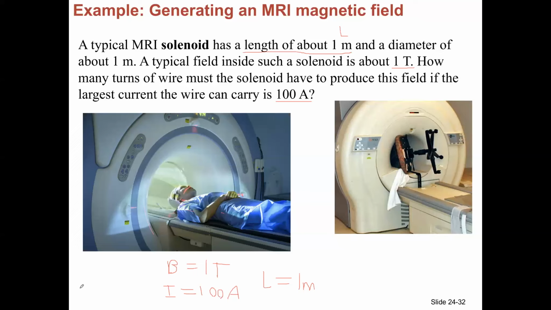Now, what we want to know is, to get this field of 1 Tesla, how many coils do we need? How many times do we have to wrap this wire around the patient? How many coils of wire are inside this giant thing?